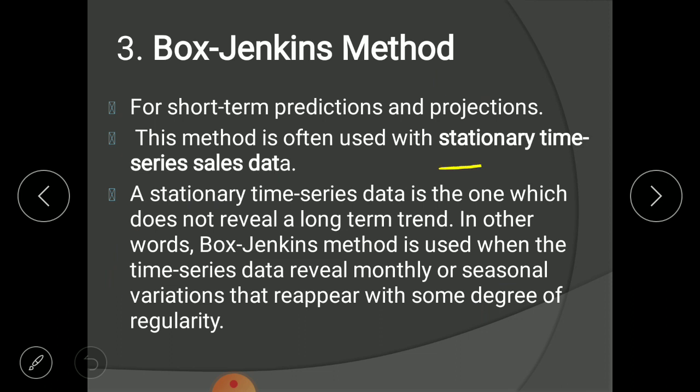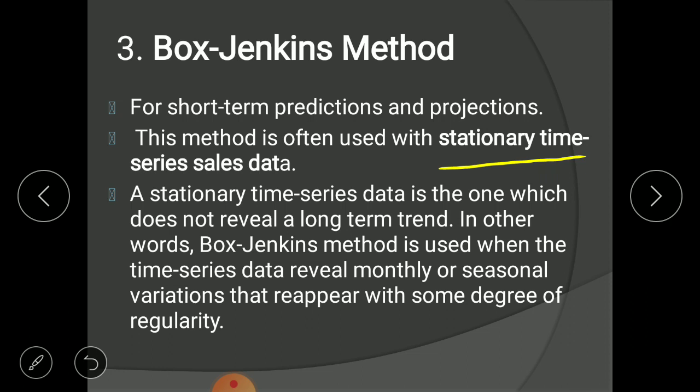See, what kind of data is this method using? This uses stationary time series data. What is stationary time series data? That is written here. A stationary time series data is the one which does not reveal a long-term trend. In other words, the Box-Jenkins method is used when the time series data reveal monthly or seasonal variation that reappears with some degree of regularity.